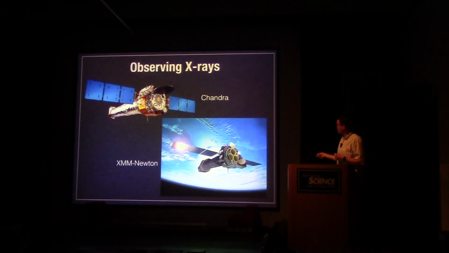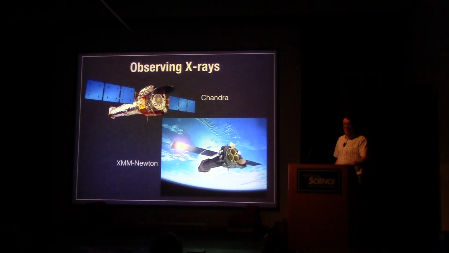Right? XMM-Newton sacrifices its angular resolution. It's more like 15 arcseconds, if I remember rightly, that may be a little off with that number. But instead it has 3 X-ray telescopes that collect a lot more light. So it's a bigger light bucket, but less good at imaging, making pretty pictures. So depending on exactly what you want to do, depends whether you choose Chandra or XMM.